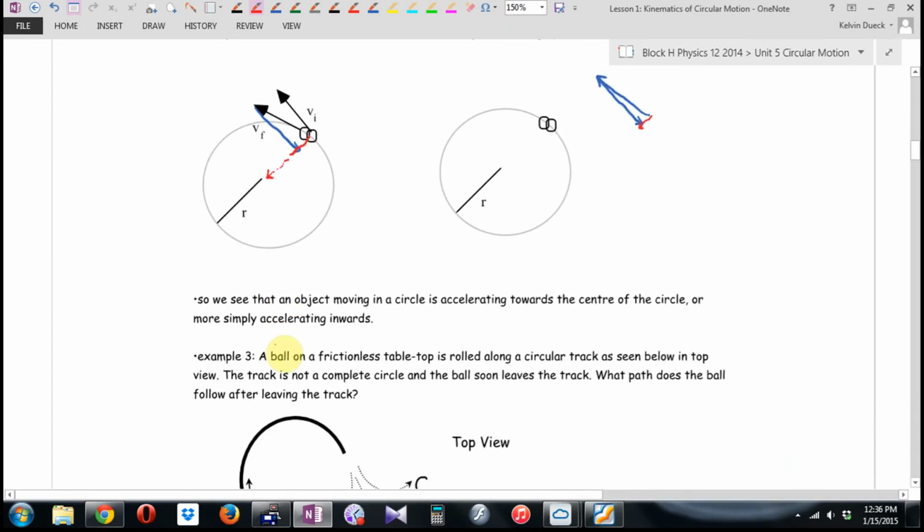So we see an object that is moving in a circle is accelerating towards the center of the circle. In fact, we say it is center seeking. There's a Latin word for center seeking. Centripetal. We say it is a centripetal acceleration.